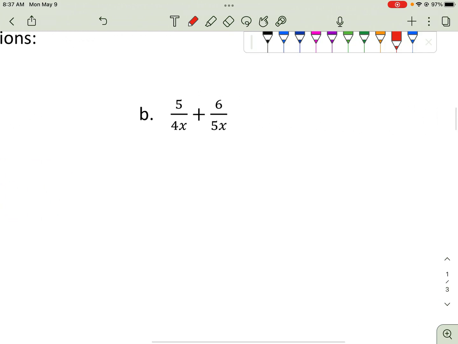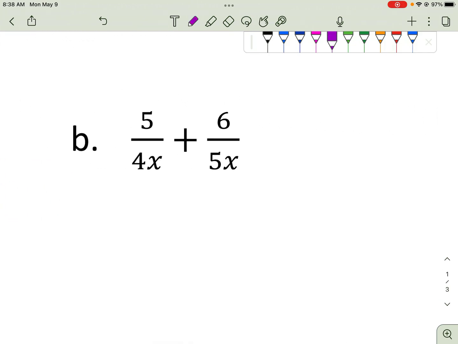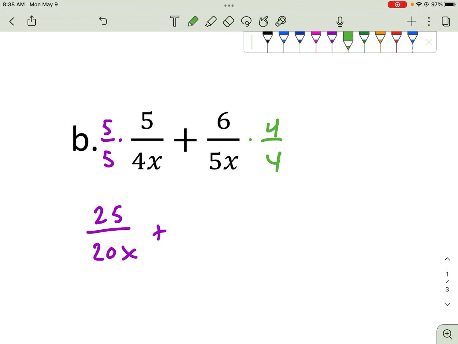Okay, on B, we don't have a common denominator. So let's find one. We have 4x and 5x. Since they both have x already, and that is part of the denominator, we just really need to change the 4 and the 5. So if I multiply this fraction by 5 on top and bottom, and multiply the second one by 4 on top and bottom, then that'll create 25/20x plus 24/20x. And now I have a common denominator, so I can combine those and get 49/20x.